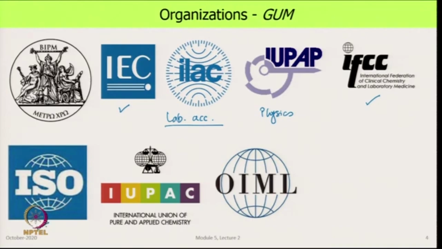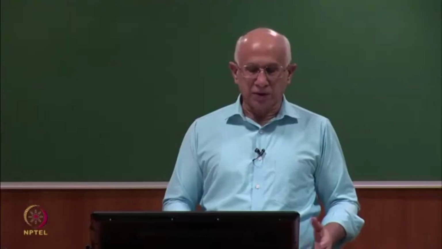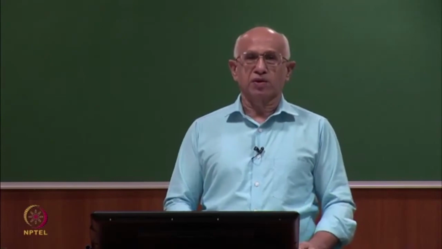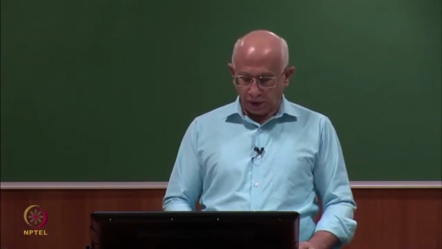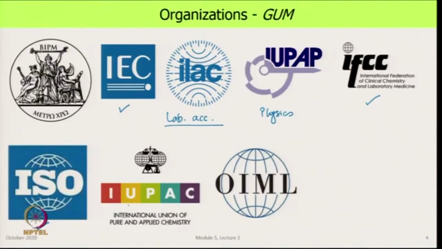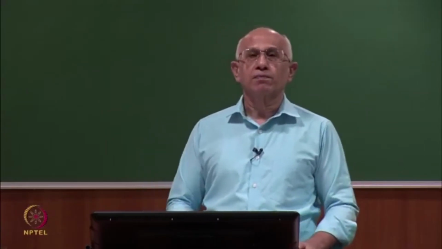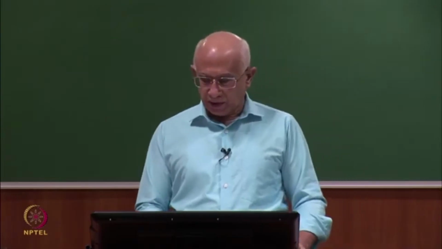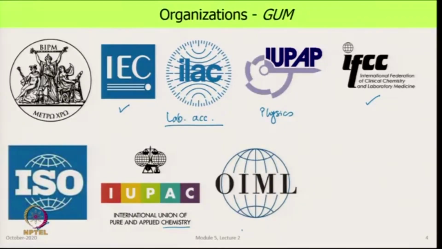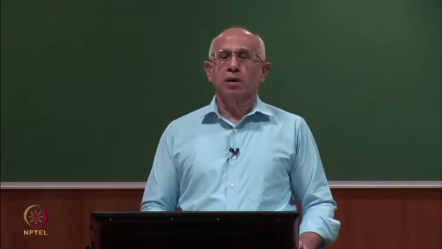Then of course, we had the major international standards body, the ISO, International Standardization Organization, and this covers practically everything, which is a very large number of applications on which it makes standards. Then you have IUPAC here, International Union of Pure and Applied Chemistry. So, the whole professional body of chemists was on board in making this standard. And the last one listed here is OIML, International Organization of Legal Metrology.